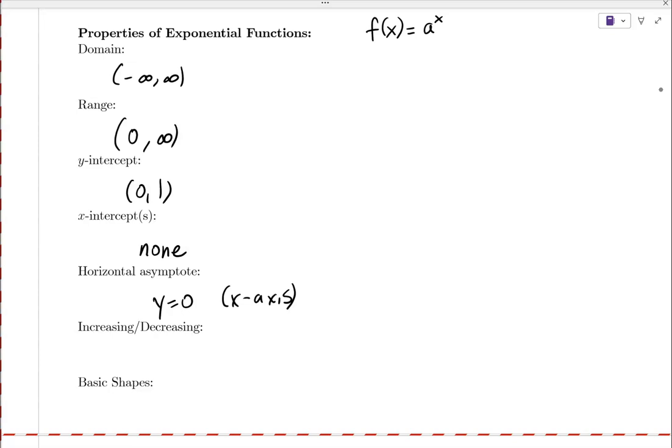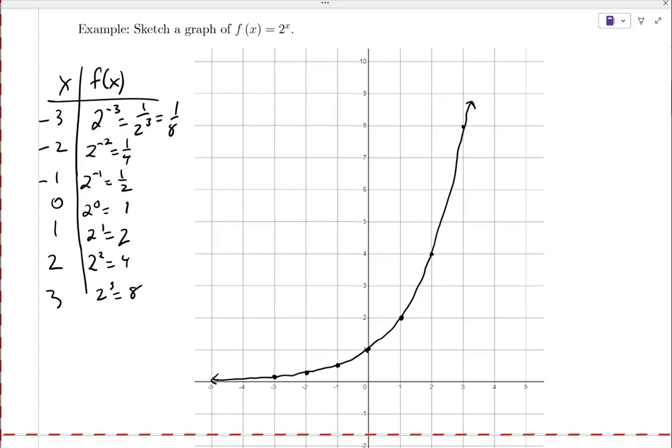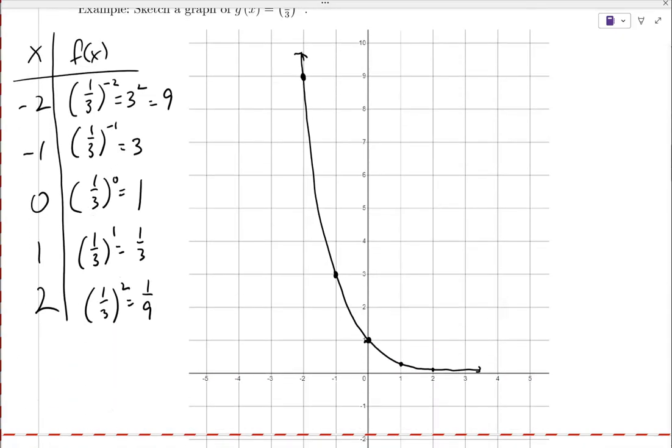Okay, so let's go back up. I'm going to scroll back up to the pictures. Notice in this case we graphed 2 to the x. Would you say that function is increasing or decreasing? Increasing, because as x gets bigger, the y gets bigger. That's what we mean by increasing: as you read from left to right, the function goes up. The base was 2 in that case. What about this one? Decreasing, and the base was 1/3 in this case.